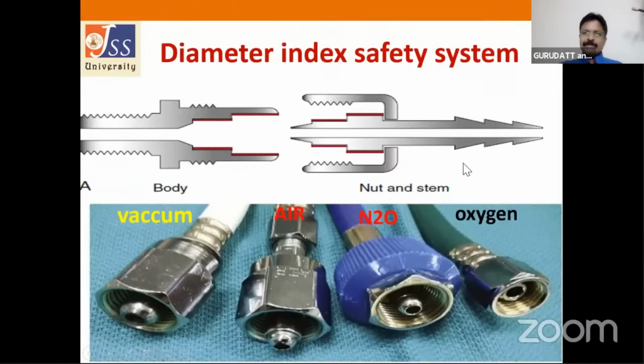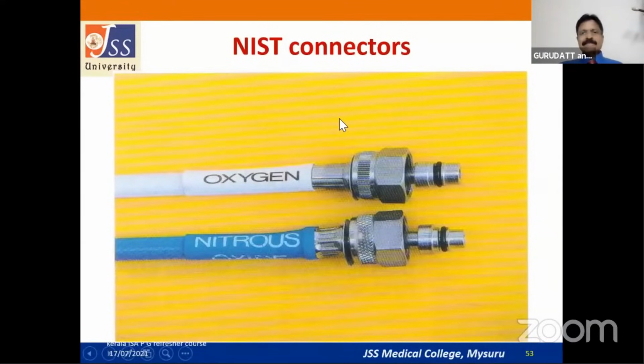Whereas you have one more type of connection safety system, which is called NIST connectors. NIST stands for non-interchangeable screw threads. So here the nuts are not diameter indexed. The nuts of all the other gases are of the same diameter. Only the stem or the probe is diameter indexed. So in the majority of British-made workstations, you will have this NIST connector, that is, non-interchangeable screw threads. Whereas in American manufactured workstations, you have diameter index safety systems.